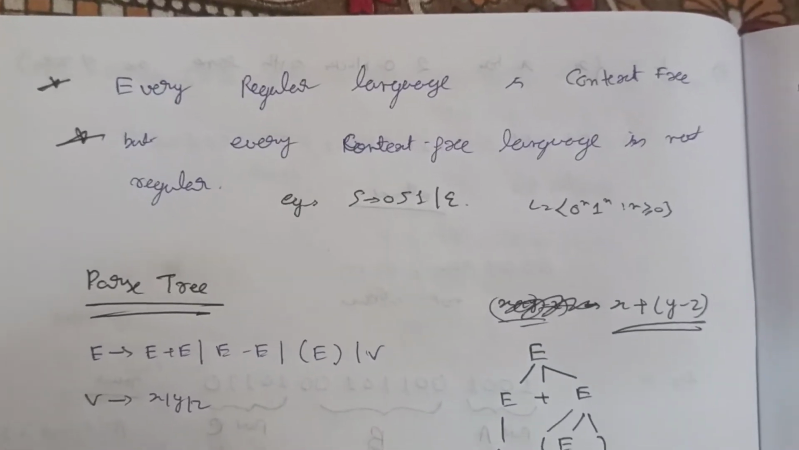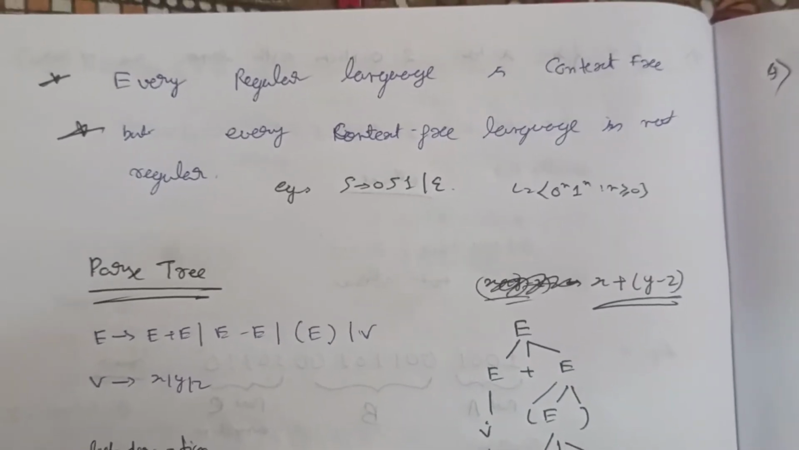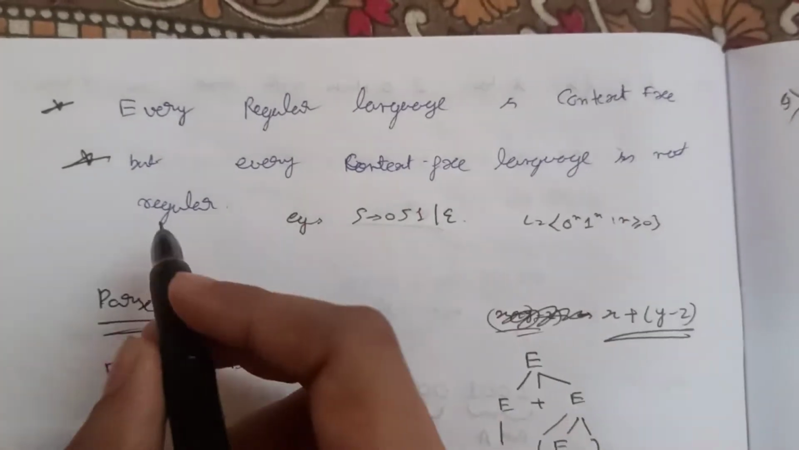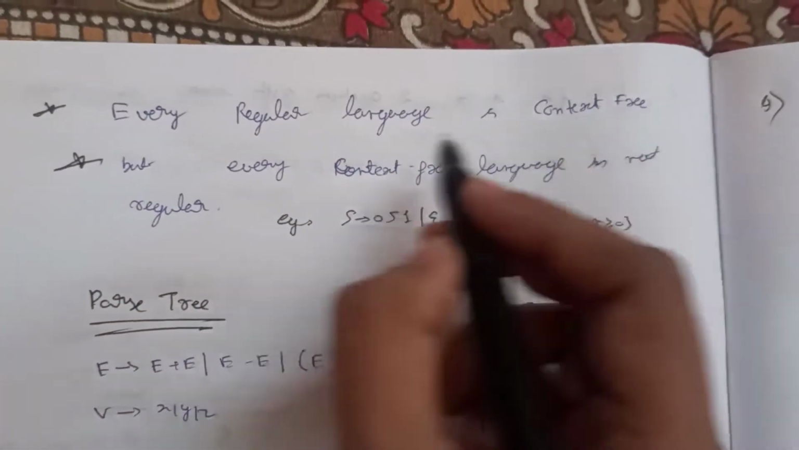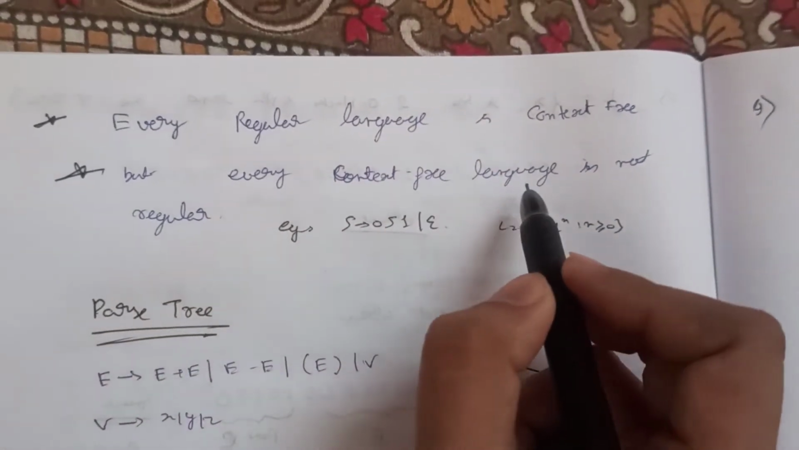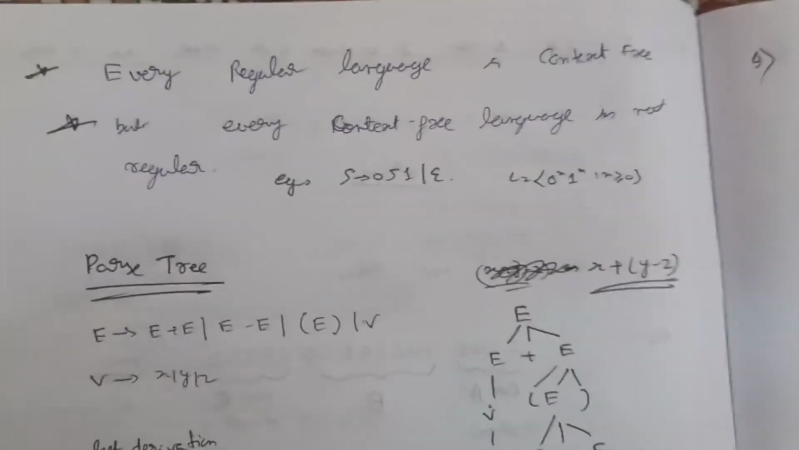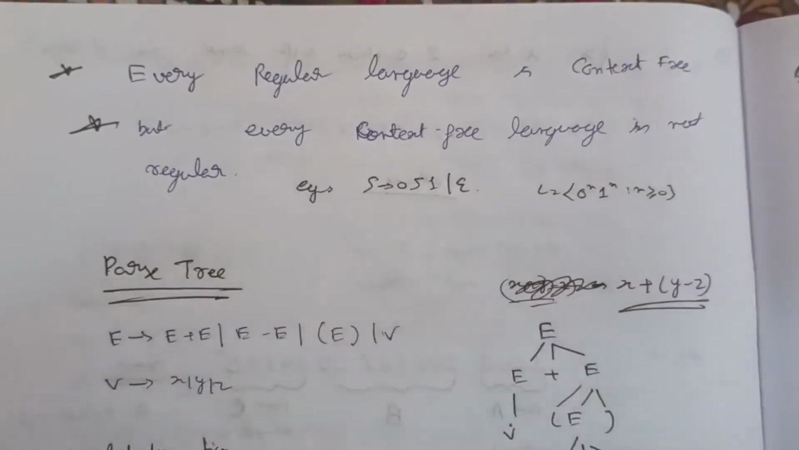Today we will learn something new about context-free grammars, about what a parse tree is, what ambiguity is, these kinds of things. So there are two basic points before that. Every regular language is a context-free language, but every context-free language is not a regular language. Always remember this, if these types of questions are given generally in MCQs or like that.